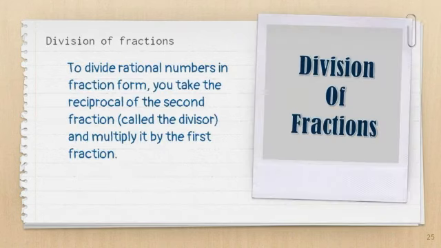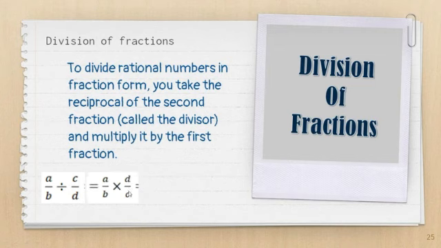So, to divide rational numbers in fraction form, you take the reciprocal of the second fraction, or yung tinatawag nating divisor, and then multiply it by the first fraction. So, in symbol, ang una ay meron tayong A over B divided by C over D. Hindi yan i-divide mo agad. Ang unang step natin is to take the reciprocal of the second fraction. Kunin daw natin yung reciprocal ng divisor, o yung pangalawang fraction.